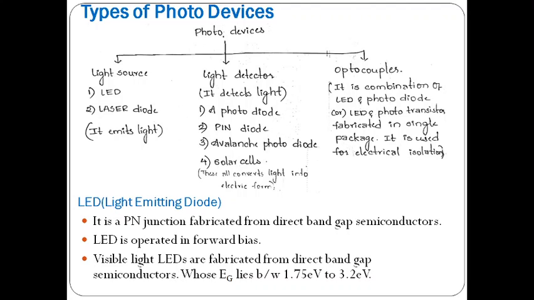We need to send that electrical signal through the optical fiber, but optical fiber works with only light, so we need to convert that electrical signal into light. So we have the light source. Here we are using the LED, light emitting diode, as the light source, which is used to convert the electrical signal into light. Similarly, the laser diode is also a light source. It is also used to convert the electrical signal into light.